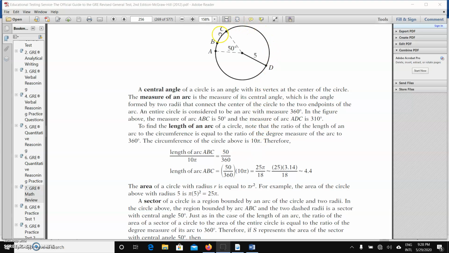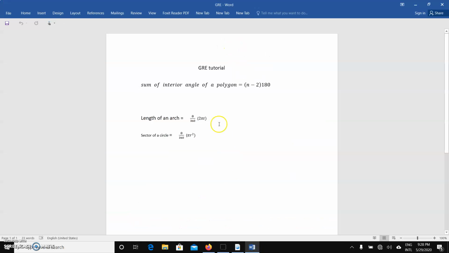Now, we understand the total degree of a circle is 360, but a sector has a portion. So this sector now is 50 degrees. Now, let me show you the formula. The length of an arc has a formula. Just know this formula.